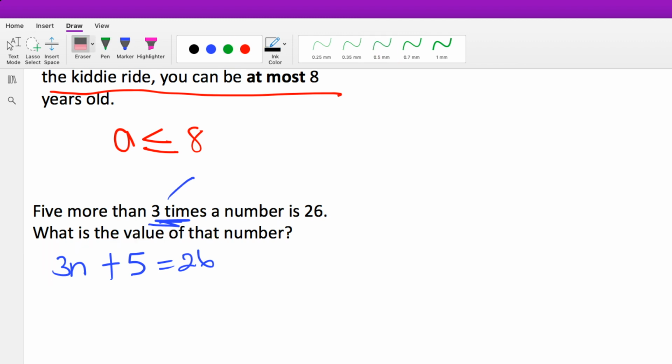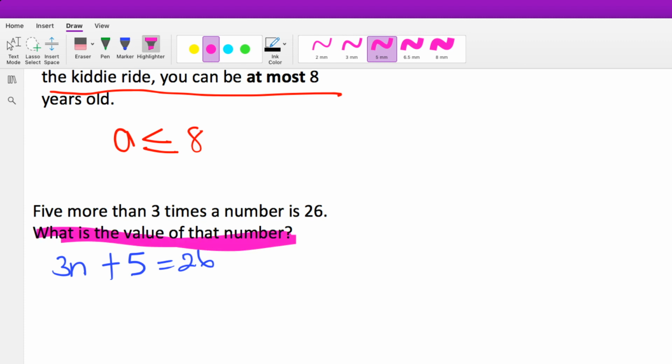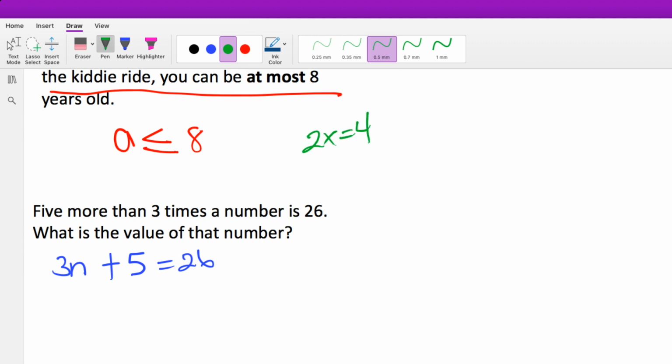And now this question just says, what is the value of that number? Okay, so it doesn't want just the equation, it wants us to find the value of the number. Now, if I gave you a problem right here, I say 2x equals 4, and I tell you to find what x means. So I find what x is. How do you do that? You want to get x by itself. You do that by dividing by 2, right? So here we need to find the value of that number. What is the letter that represents that number? That letter is n. So we need to get that n by itself. How do we do that?